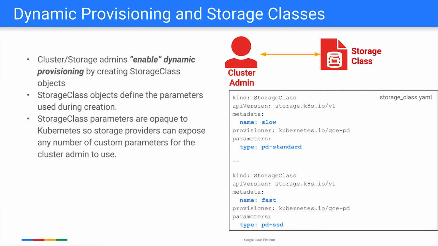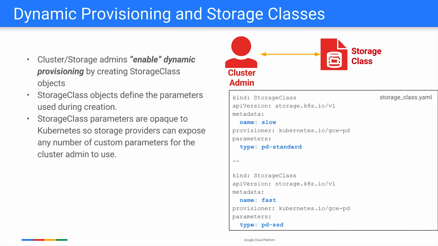The parameters for the storage class are a blob of key value pairs that the provisioner presumably understands. In this case, the first storage class says, when executed, call the GCE PD volume plugin and pass in parameters to create a standard spinning disk. The second storage class pretty much says the same thing, but instead passes in parameters to create an SSD GCE PD. The parameters are defined by the volume plugin and set by cluster admins, and are opaque to Kubernetes otherwise.